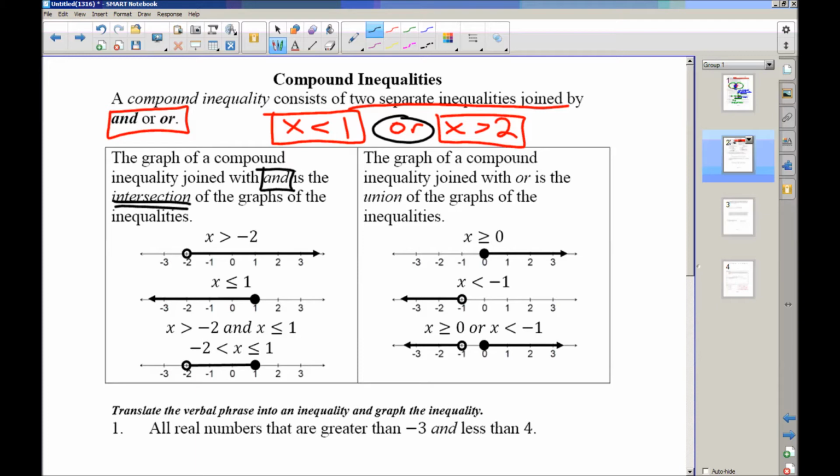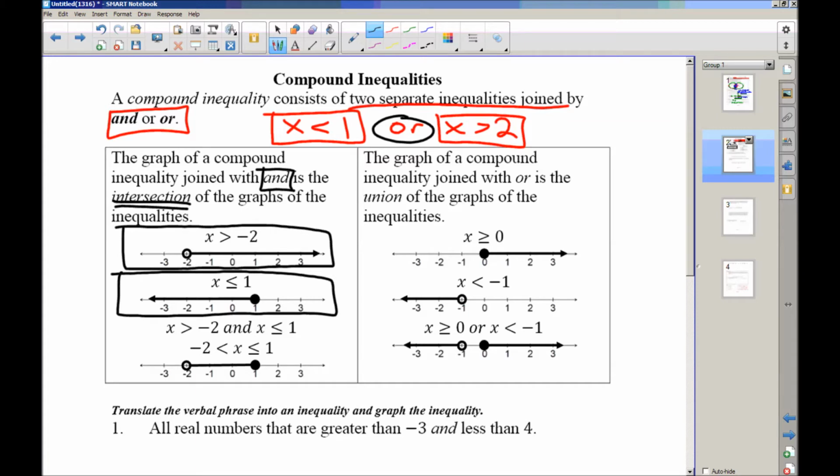Our first inequality graphed by itself would look like this: x greater than negative 2. It has an open circle on negative 2 because it's not equal to, and we'd shade everything to the right. And then we have a second one here, x less than or equal to 1. That's a filled in circle on 1, and we shade to the left.